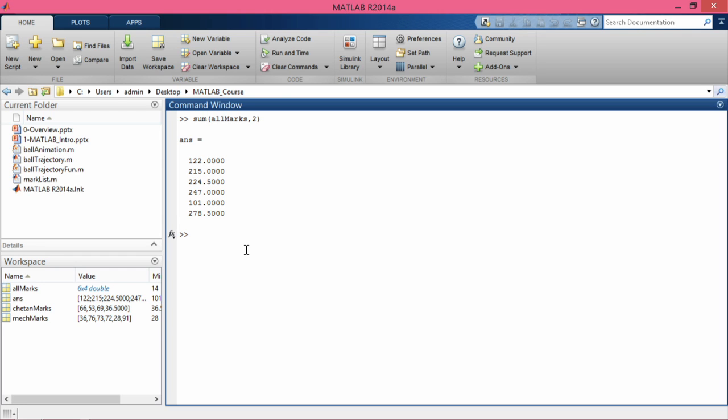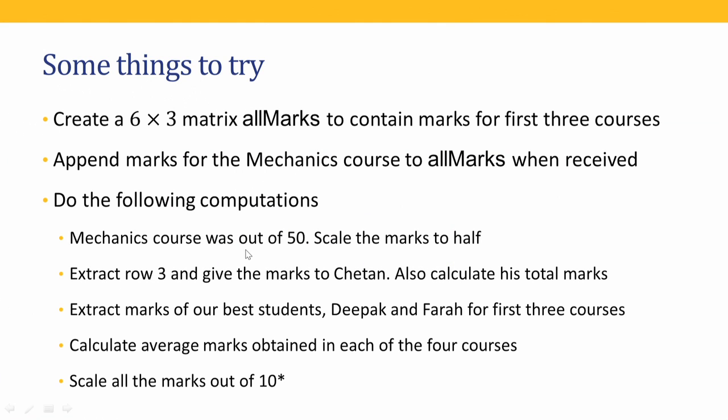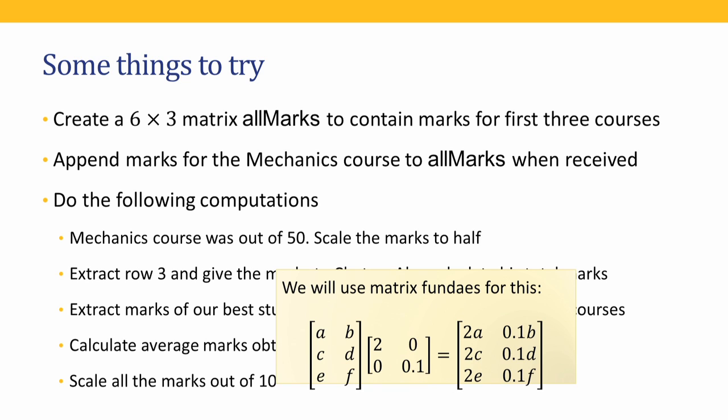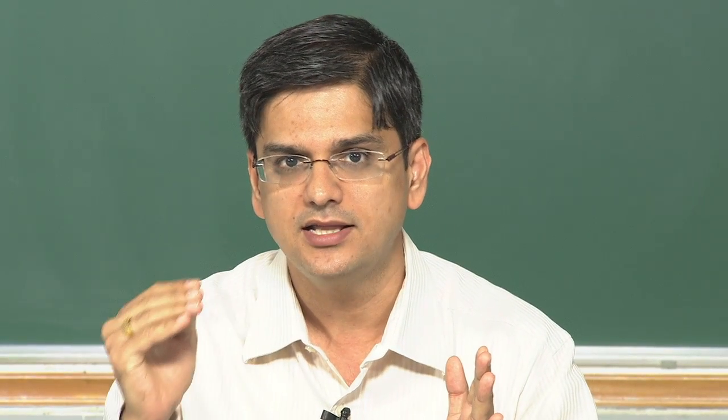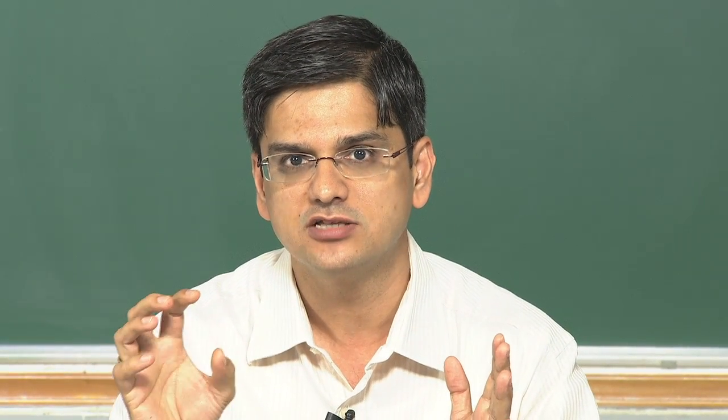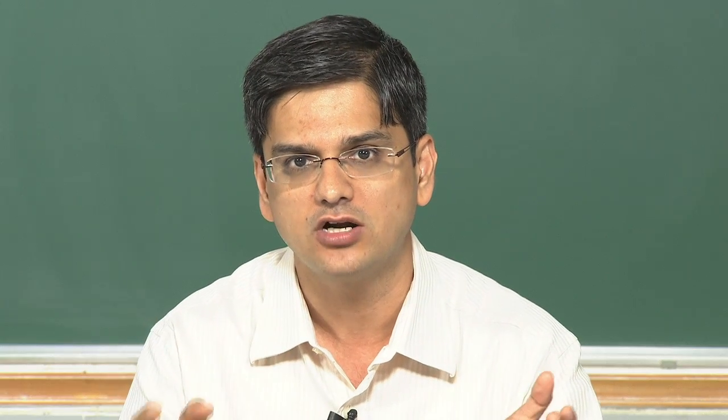The final thing that we wanted to do was to scale the marks out of 10. Recall that the first 3 are marks out of 100 and the last is marks out of 50. So, remember the matrix operation that we wanted to do? The same operation now needs to be done with a 6 by 4 matrix, that is a matrix of 6 students and 4 lectures. We wanted to scale it by 1/10, 1/10, 1/10 and 1/5, because the mechanics marks are out of 50 and not out of 100.